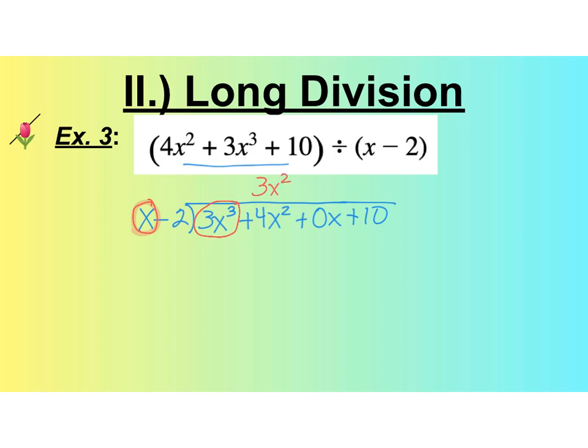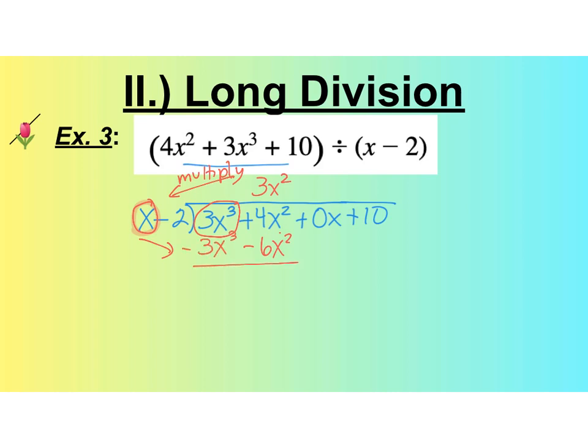So 3x squared goes here, because what I'm really doing is this binomial x minus 2 is getting divided into the first part of this, which is a binomial. Now, just like with the numbers, we're going to multiply diagonally and put our answer down below. You can go inside or outside, it doesn't matter, it's just the distributive property. I usually go inside. So 3x squared times negative 2 is a negative 6x squared. 3x squared times x is 3x cubed.